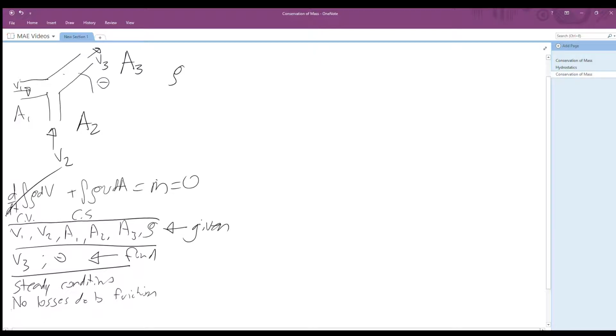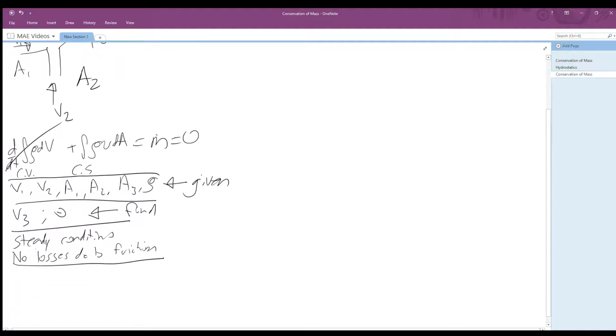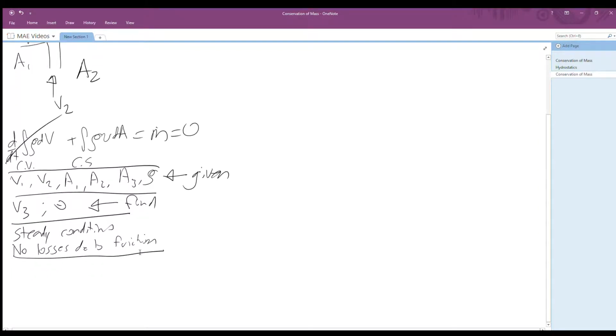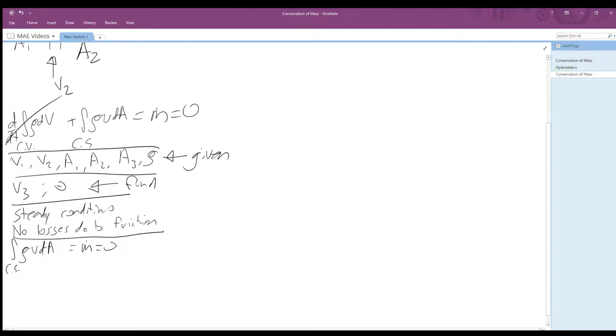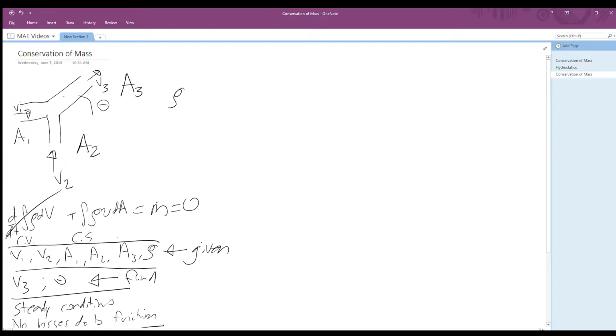Okay. So the next thing we have to do is the analysis phase, where we rewrite the equation after making our assumptions. So we have the integral over the control surface of rho v dA, which is equal to m dot, which as we know is equal to 0. In this case, the control surface we're going to use is, let's see, I can dot it out. We're going to do this as our control volume, which means our control surface is going to be surface 1, surface 2, surface 3.